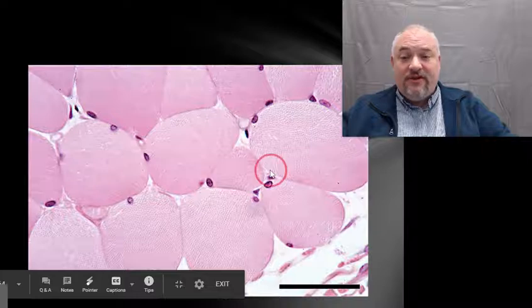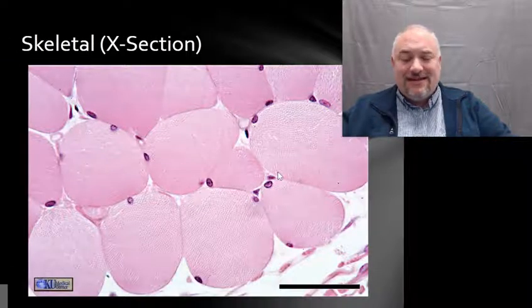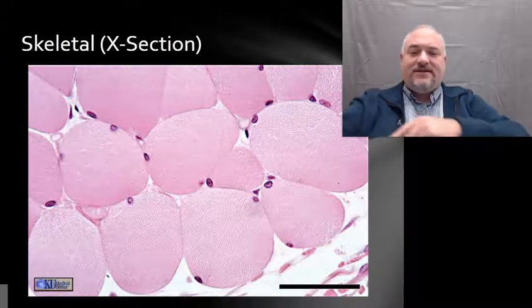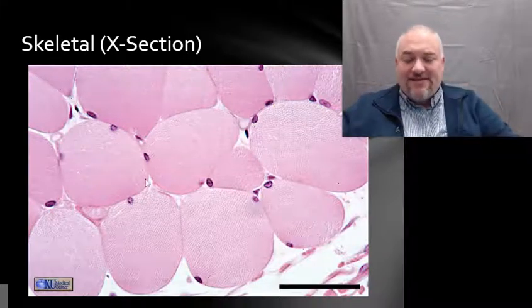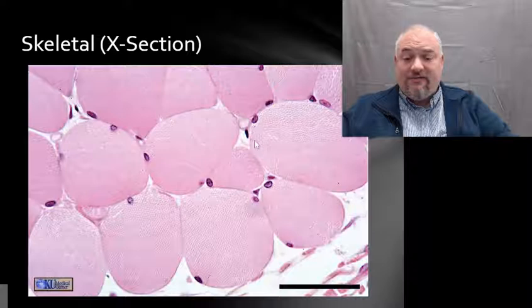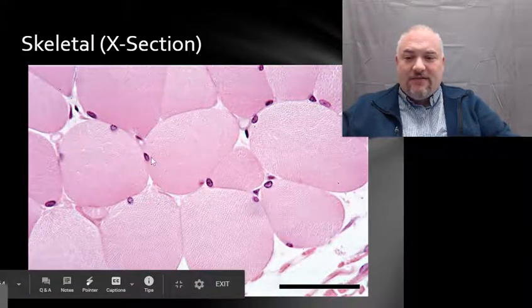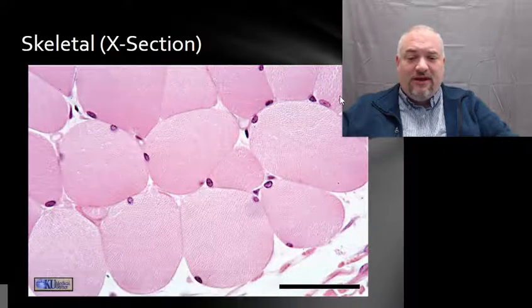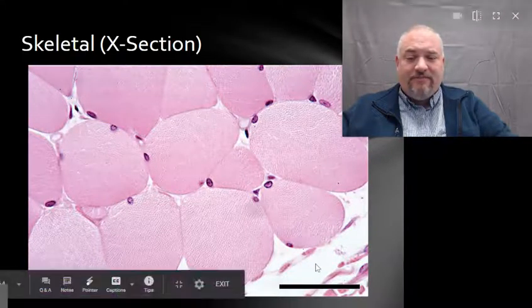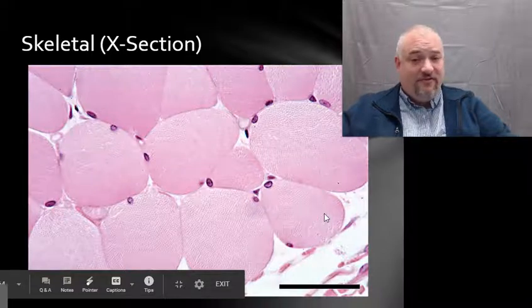So it's multinucleate, which means it is skeletal muscle again, but in cross section. Rather than going with the fibers, we're cutting across the fibers. So we can't see the striations because we're not looking at it from the right angle. But the cells are pretty big. Nuclei are relatively small, and the nuclei are all pushed to the outside, and we have multiple nuclei. So that is skeletal muscle, just a different view.